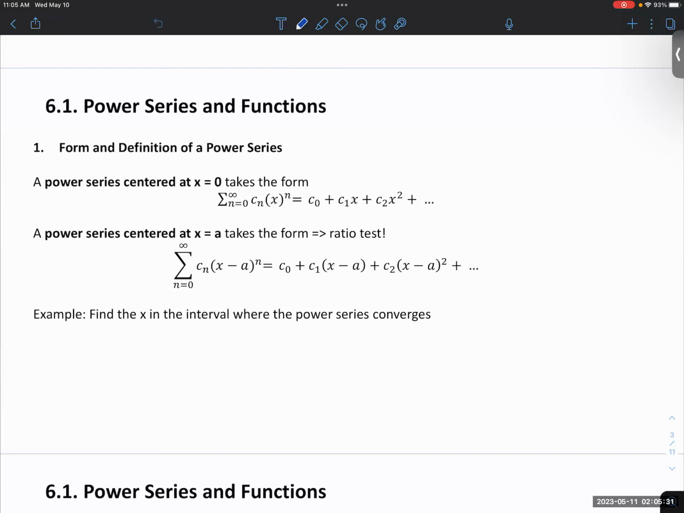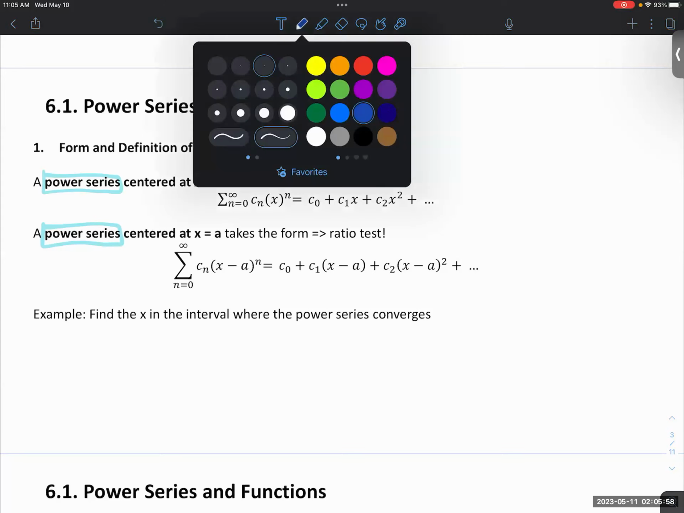First of all, we need to know there are many different types of series that we have learned since chapter 5. Whenever you have a different type of series, please define what the form looks like and what the definition of each series is. So the power series, let me highlight it. It's very interesting. It has a center point. Let me show you an example.